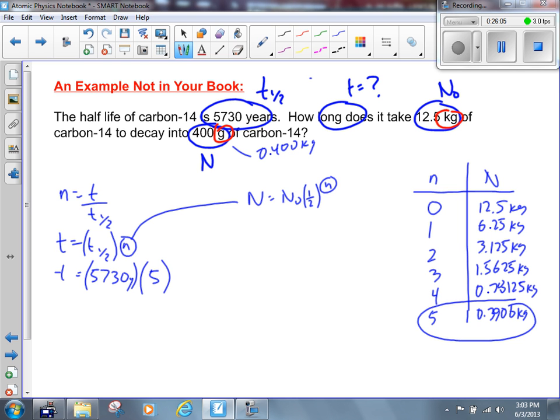I suspect that any question that you see on a test will involve exactly 5 or exactly 3, a whole number of half-lives. In the event that you get something like this, where it's not exact, it's not perfect, go with the closest number. That answer will work for you. So we multiply 5730 by 5, and we end up getting 28,650 years.